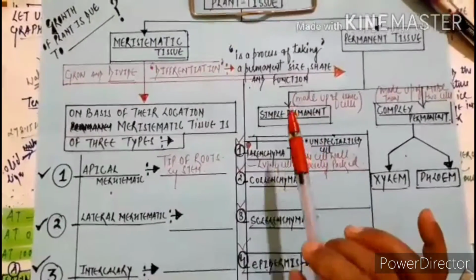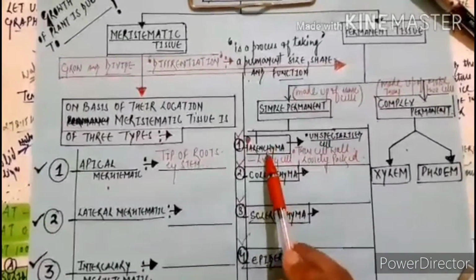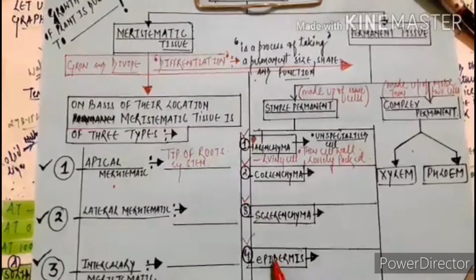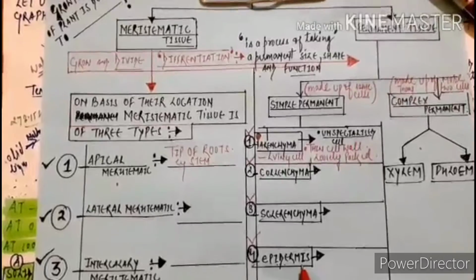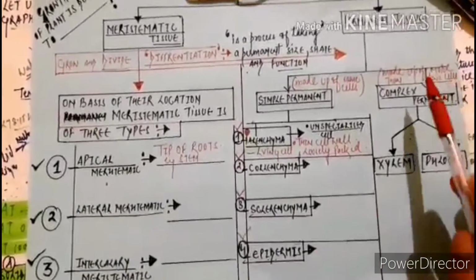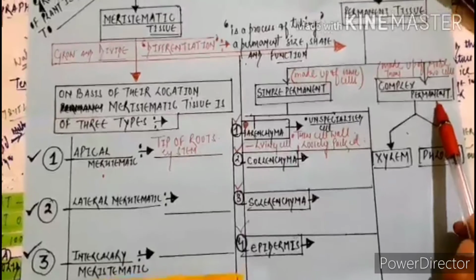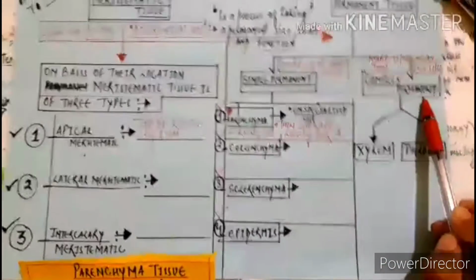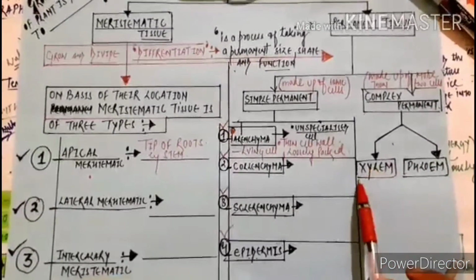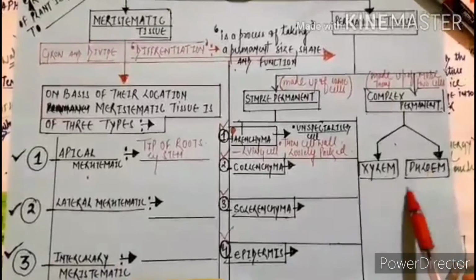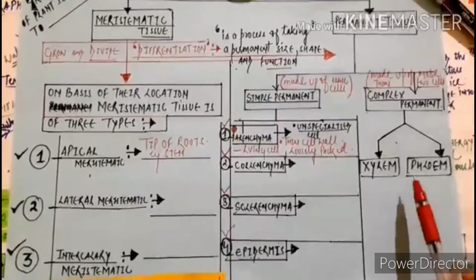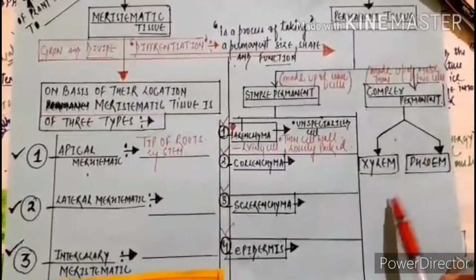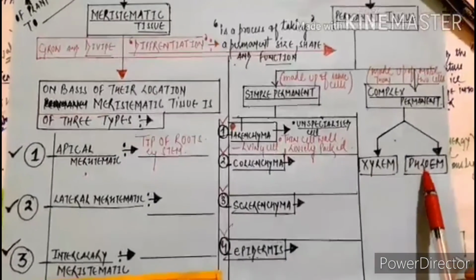Simple permanent tissue is further divided into parenchyma, collenchyma, sclerenchyma, and the fourth category is epidermis, which you will study in this class. Complex permanent tissue, which is made up of different types of cells, is further categorized into xylem and phloem, and together they form the vascular bundle. So what is a vascular bundle? It is xylem plus phloem.